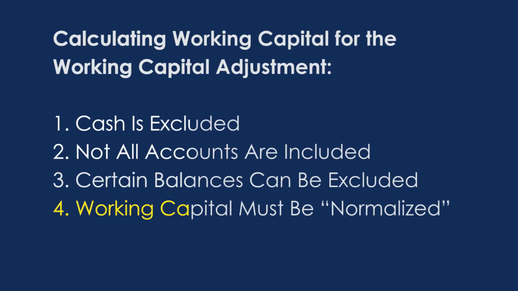The final difference is that working capital must be normalized. The seller and buyer will need to agree to a normalized level of working capital. For a stable company, a common example would be to take the average last 12 months of each working capital account. But how you work towards a normalized level of working capital will vary from one transaction to the next. The variables that most frequently influence this calculation are the company's rate of growth and exposure to seasonality.